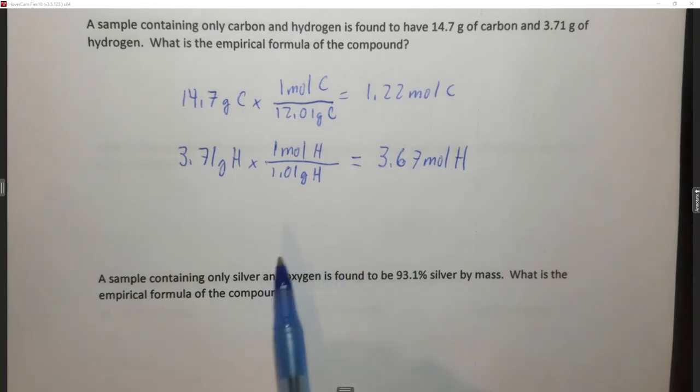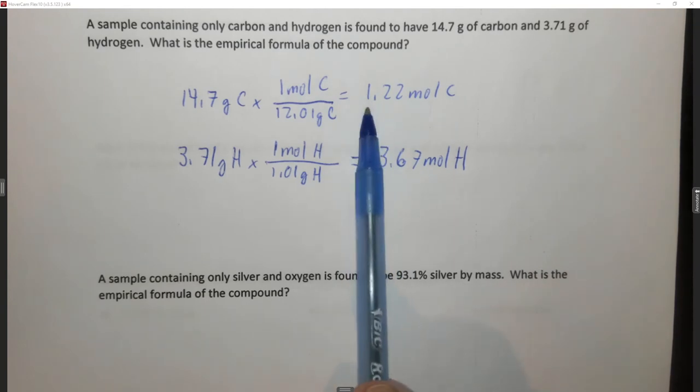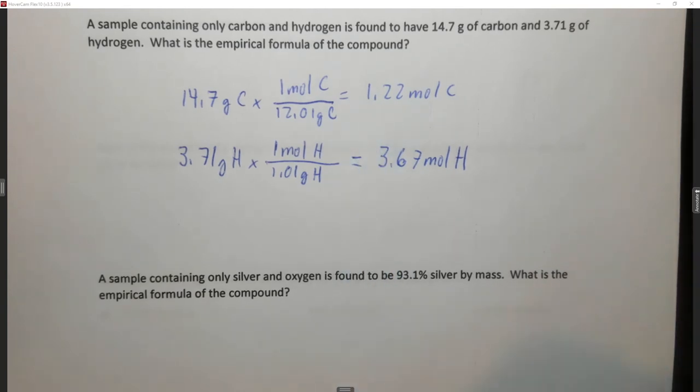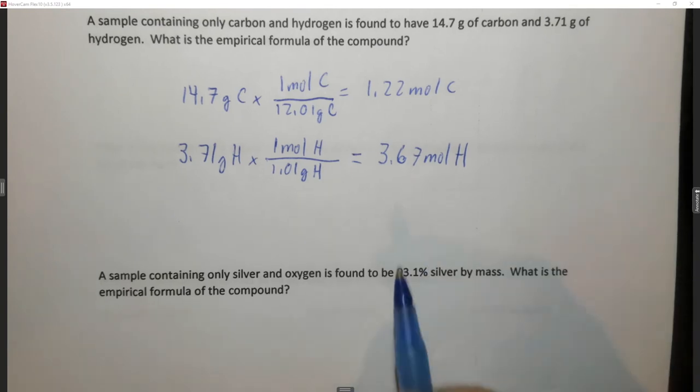In order to find a whole number ratio, you want to divide by the smaller one. The reason for that is the smaller one divided by itself is 1, and the bigger one divided by the smaller one is a number greater than 1. So in an empirical formula, we want to have 1 to 2 or 1 to 3 or 1 to 1 or whatever the case may be. We don't want to have 1 to 0.05, right? So we want a whole number ratio, not a fraction.